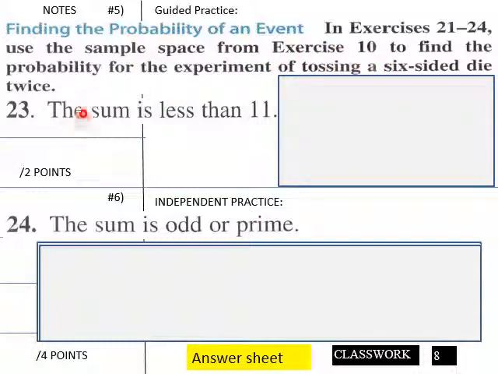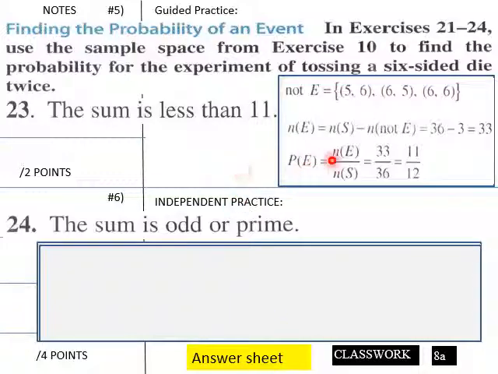In number 23, the sum is less than 11. Again, we use the sample space from Exercise 10, which we just did, to find the probability for the experiment of tossing a 6-sided die twice. When we throw a 6-sided die twice, what would be the probability that the sum is less than 11? Not E would be (5,6), (6,5), and (6,6). That would be not E.